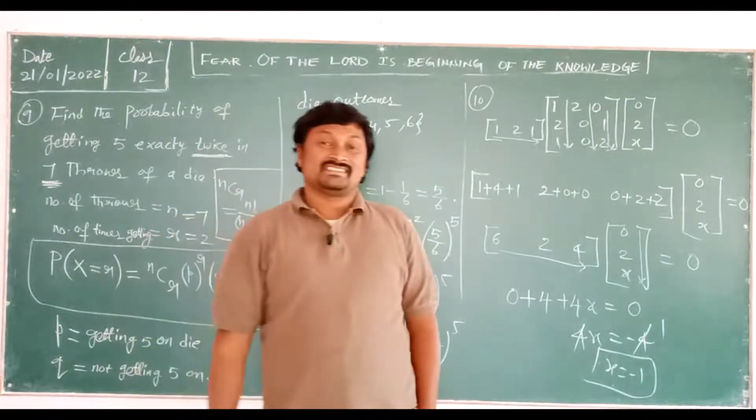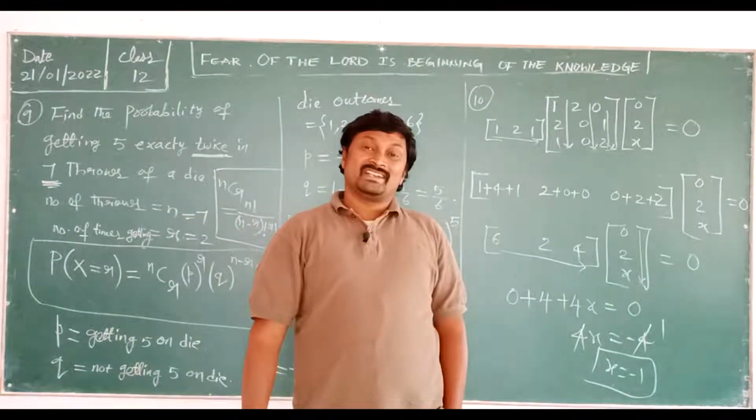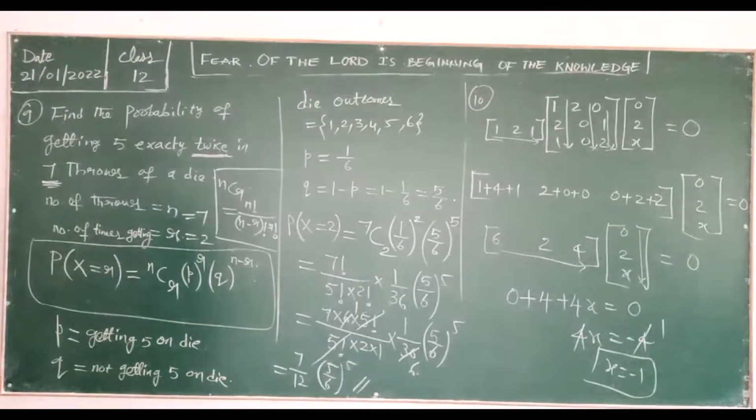What happens, Sahil? First 0 written, then written minus 1. Minus 1 is the correct answer. Very good. So that's about your 10th question. Let's move on to the next.